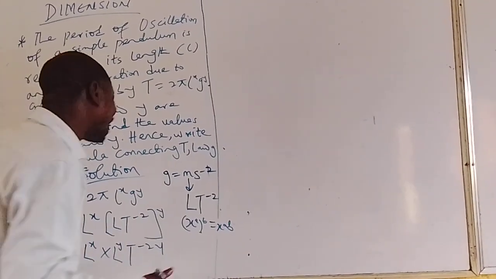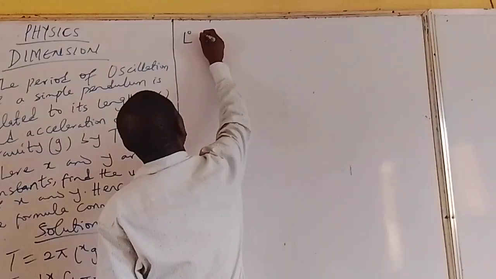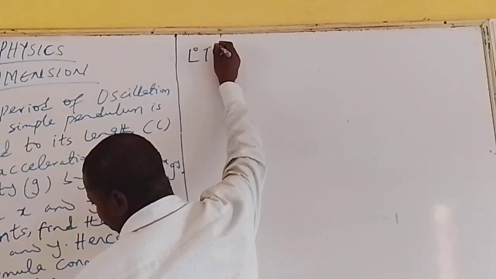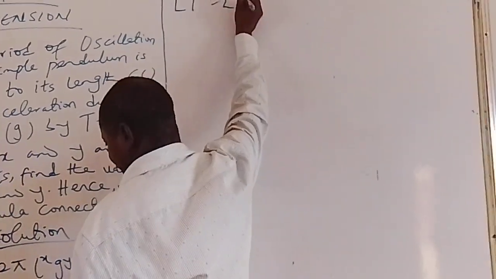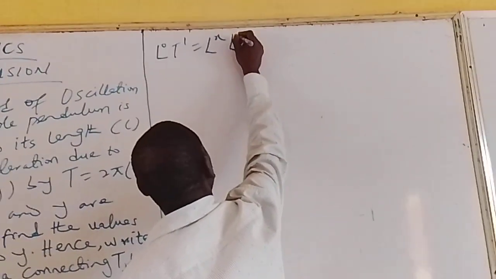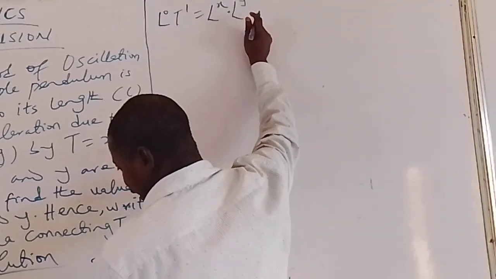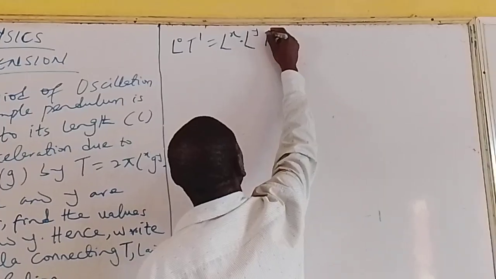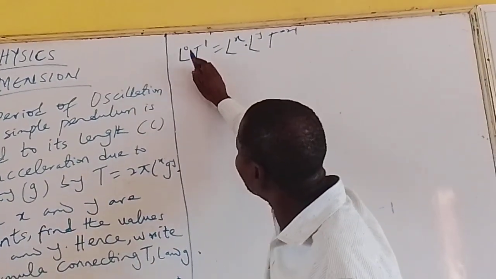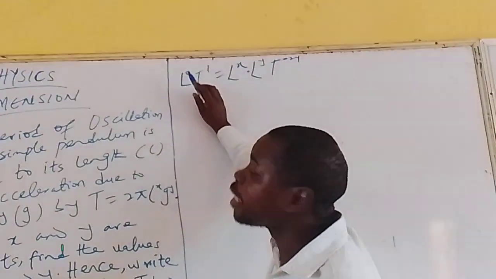We can now rewrite this expression as L raised to power 0, then T raised to power 1, is equal to L raised to power x, L raised to power y. So this is a product, I can use dot for product. Then T raised to power minus 2y. So now you can see that anything raised to power 0 in mathematics, in indices, is equal to 1.